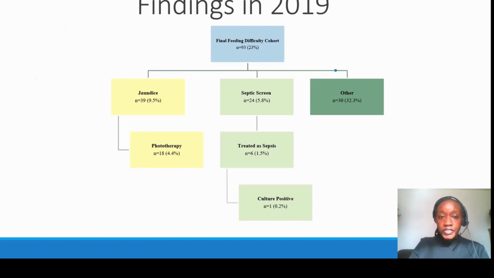So what we found was that in the pre-COVID period, over this 6-month period, there were 93 children who were admitted with feeding difficulties, and on the right you can see that about a third of these babies did not have any other concerns with them and therefore did not really need any other interventions apart from feeding support.